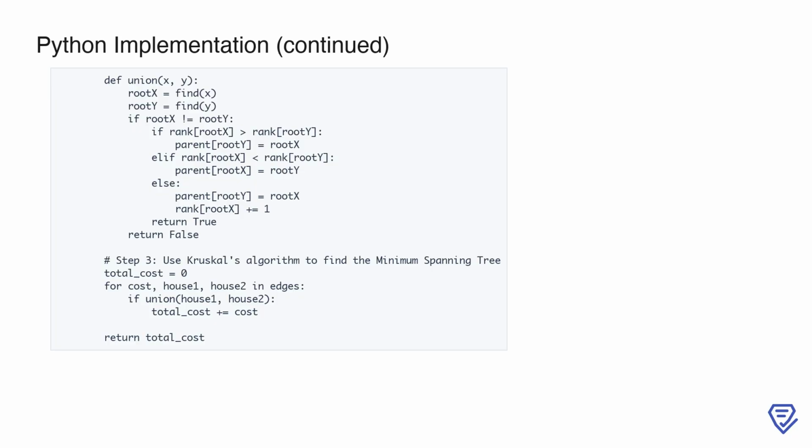Once the structure is in place, we iterate through the sorted list of edges. For each edge, if the 2 nodes it connects belong to different components, we merge them using the union operation and add the edge's cost to total_cost. This process continues until all nodes are connected, resulting in the minimum spanning tree. Finally, we return the total_cost, which represents the minimum cost to supply water to the entire village.